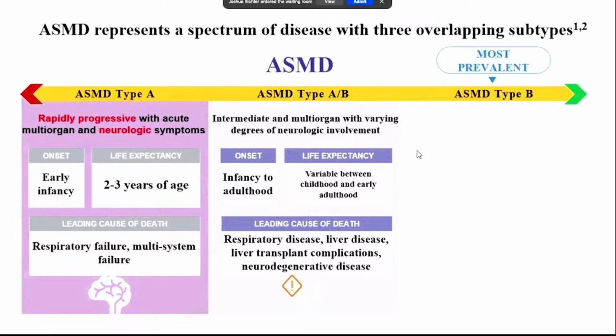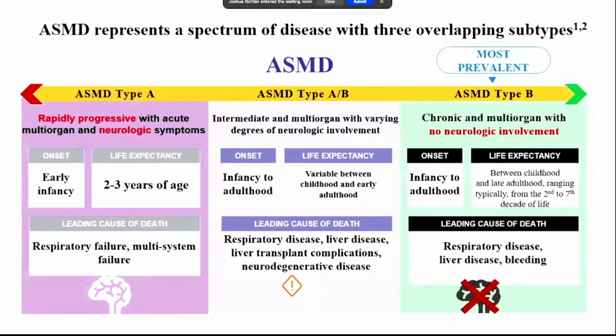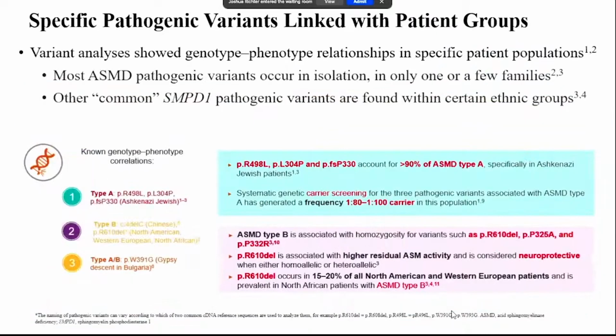Type B, which is the most prevalent type, is a chronic one, and there is no neurological involvement in this type. The onset is late in infancy and adulthood, and the patient can survive up to the second or seventh decade of life. The usual causes of death are respiratory distress, liver disease, and bleeding, and remember, there is no neurological involvement in this type. There is a genotype-phenotype correlation. I will not go through this slide, maybe it needs more time to emphasize, but type B has specific genes related to it, and type A as well.